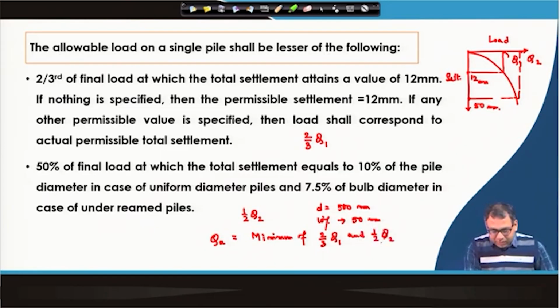So, this way we can determine the allowable load carrying capacity of the pile from pile load test data. This 10% is for a uniform diameter pile, and 7.5% of the bulb diameter in case of an under-reamed pile. Under-reamed pile means where we provide the bulb. We will discuss the under-reamed pile load carrying capacity when we discuss piles in expansive soil. At that time I will discuss that.